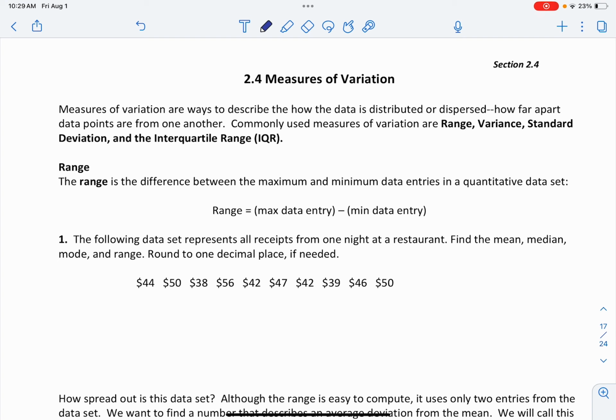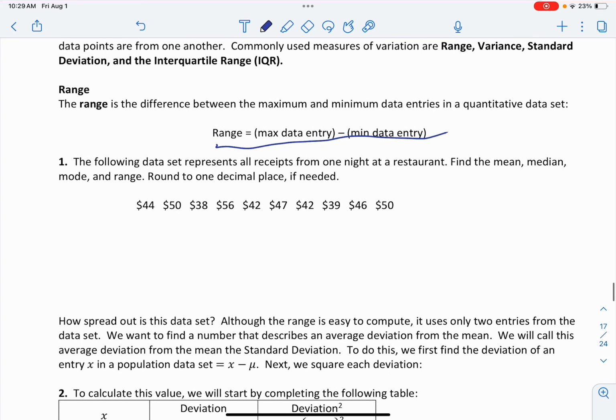So some common measurements are the range, which we've seen before, and then we're going to get into what are called variance, standard deviation, and eventually the interquartile range. But just to remember the range, here's our formula for it. It's the max minus the min. All right, so we've done that before. And then we're going to try to dive into variance and standard deviation.